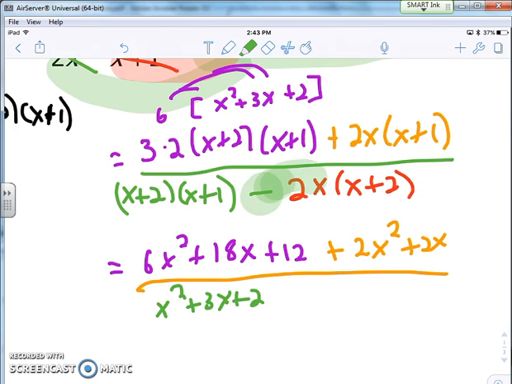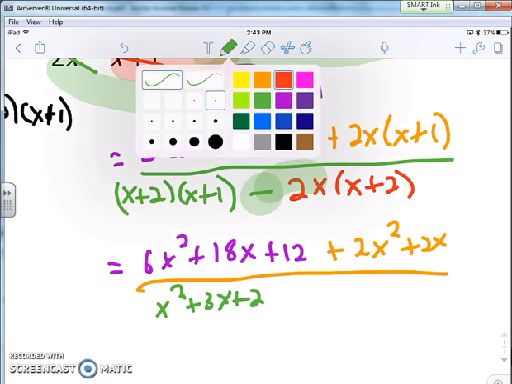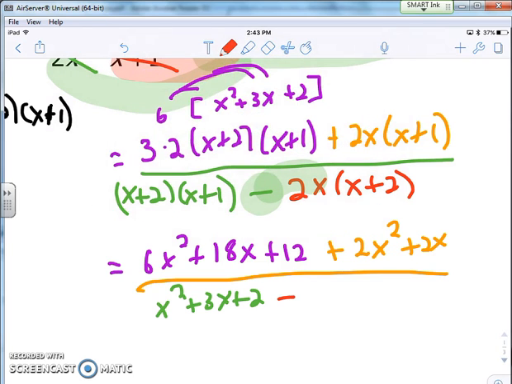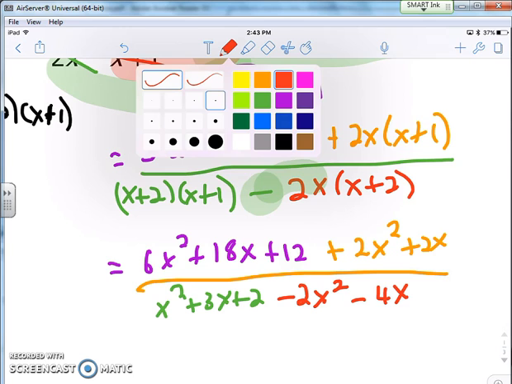This negative has to go with the 2x, sorry. So I'm going to be distributing a negative 2x through when I multiply that out. So negative 2x times x is negative 2x squared. Negative 2x times 2 is negative 4x. And now I'm going to combine my like terms.